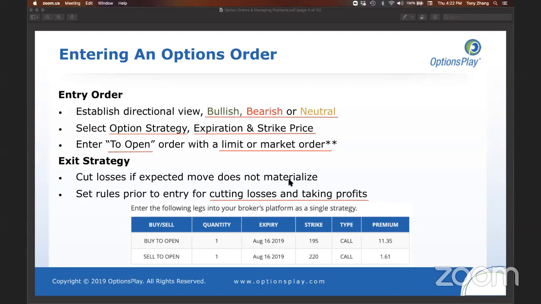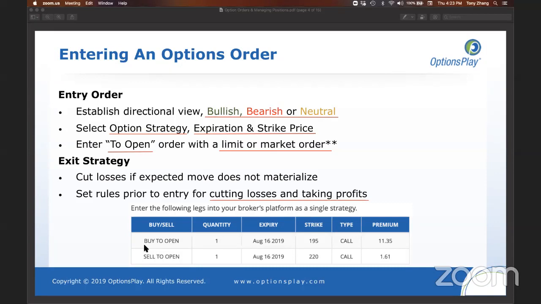Just for an example, we talk a lot about trading vertical spreads, whether a debit spread or a credit spread, here at Options Play. What you generally get when using a tool like Options Play is a set of parameters that allow you to enter a trade into your broker's platform. For multi-leg orders, you always want to enter everything as a single strategy. You don't want to enter multi-leg trades as two separate legs. So here is an example of a vertical spread that we're trading.